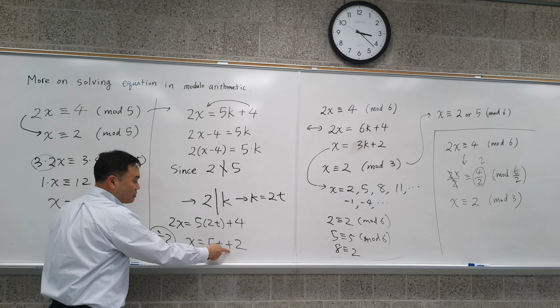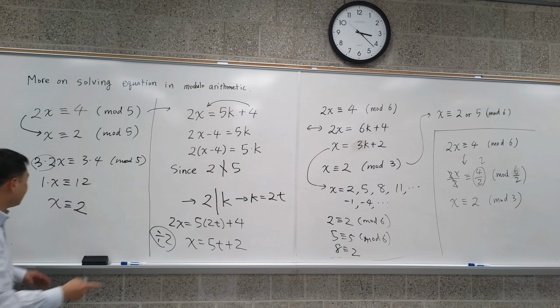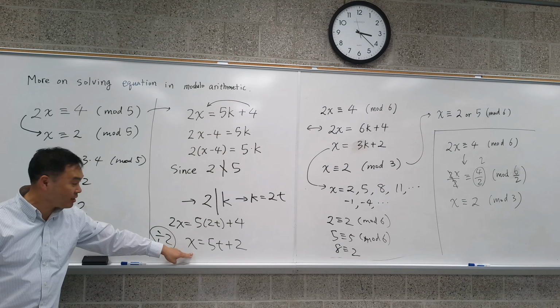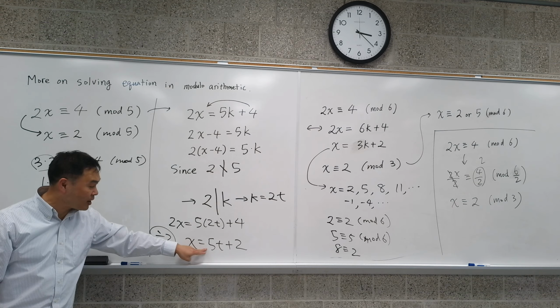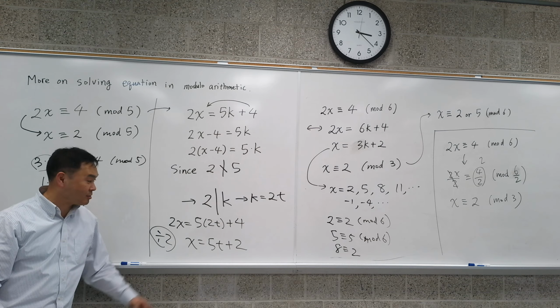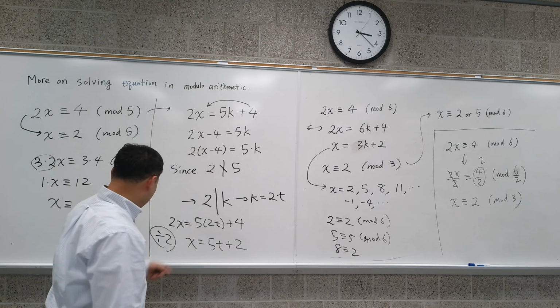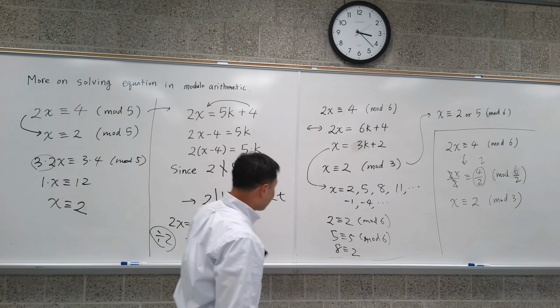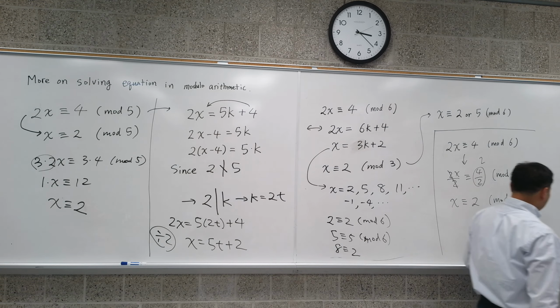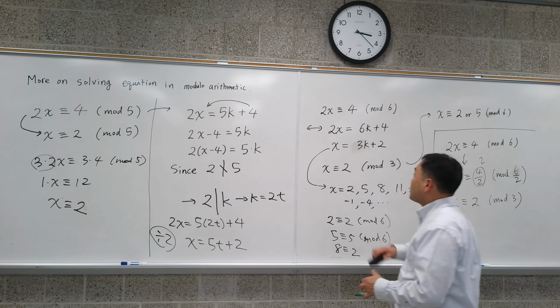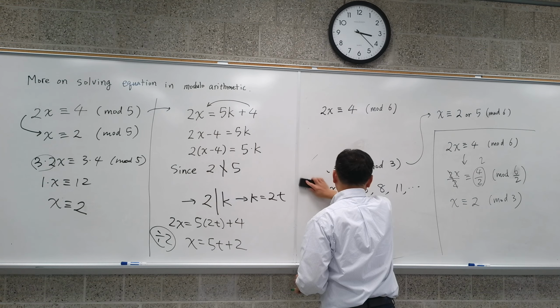And what does this mean? It means that x is indeed congruent to 2 when you do mod 5. That's what this means, right? If you divide x by 5, there's some quotient and 2 is a remainder. So you can make this kind of argument to see that it's indeed possible. Okay. So let's summarize what we have seen so far.